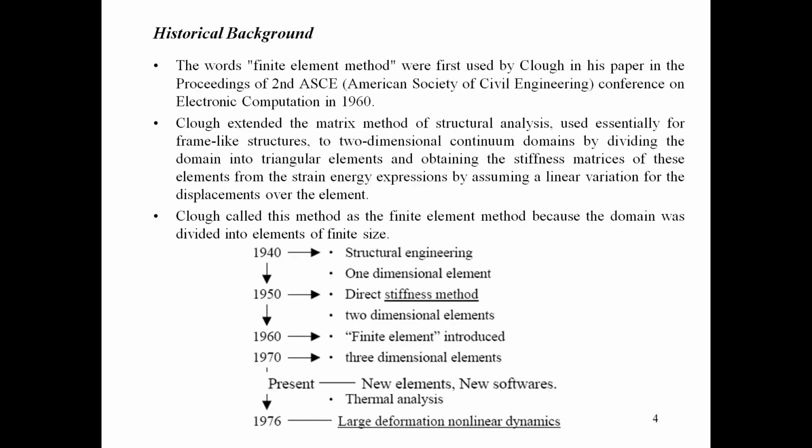So we will check some historical background. In the 1940s, in structural engineering, they started the analysis of structures using one dimensional elements. For example, towers and bridges are examples of one dimensional elements. In the 1950s they introduced the two dimensional element and started using the stiffness method.